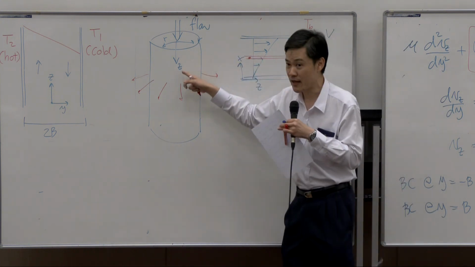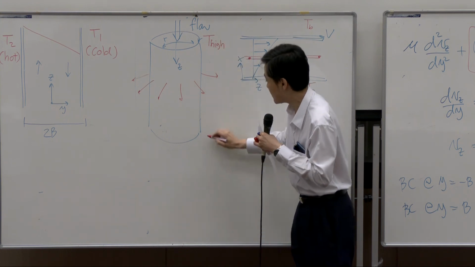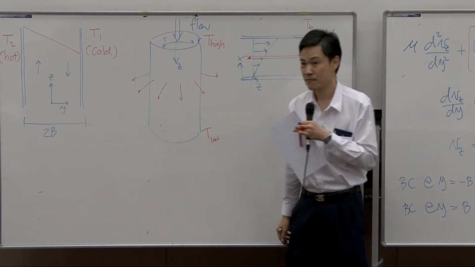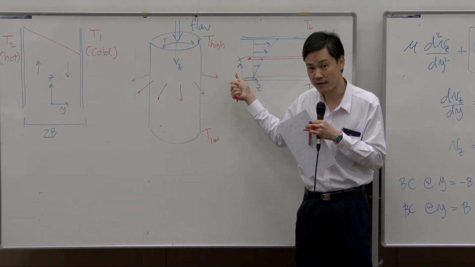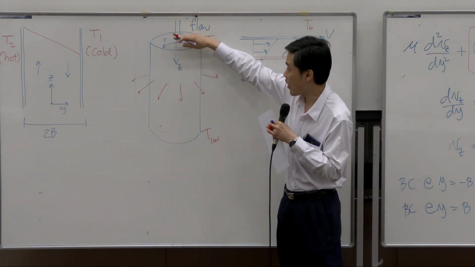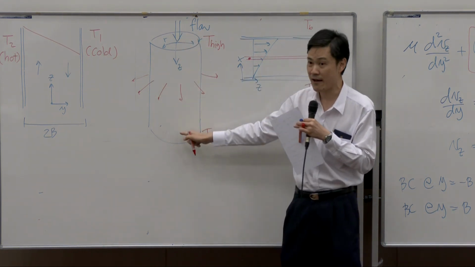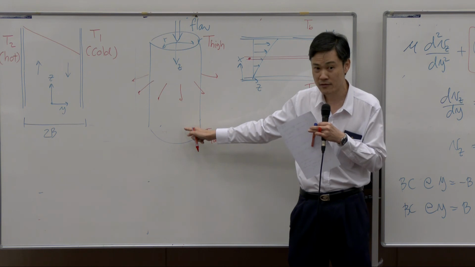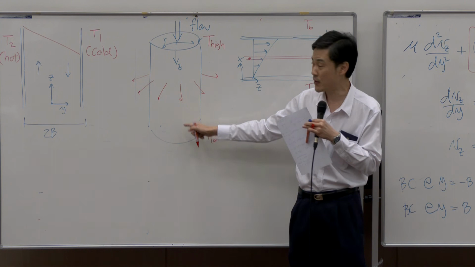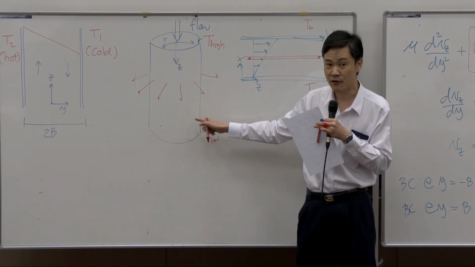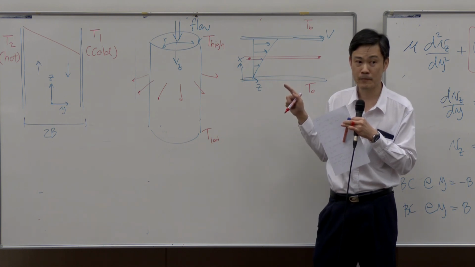This problem, on the other hand, you see that temperature here is higher than temperature over here because you have energy loss from hot water to the cold air. So water here is hotter than water down here. So in Z direction, you have temperature difference. You also have velocity in Z direction. So in this case, there is convective transport in Z direction.